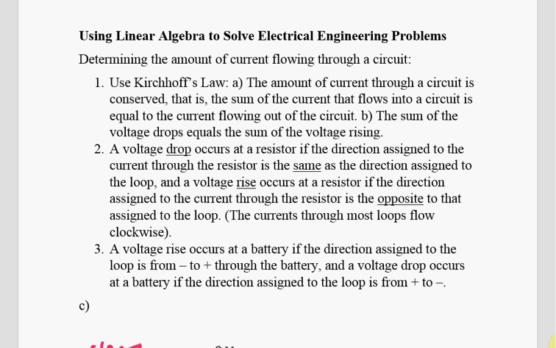It's going to be negative. And we get the complete opposite. The voltage rise here, we have a plus sign if the direction that's assigned to the resistor is in the opposite direction of the current that's assigned to the loop.